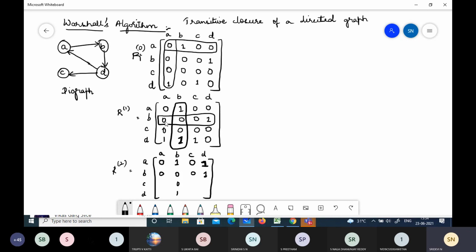Now, to generate this value, we'll take like this. So 0 or 0, 0, or both are zeros only. As I said, for this row, it will be zeros only because we have all zeros here.